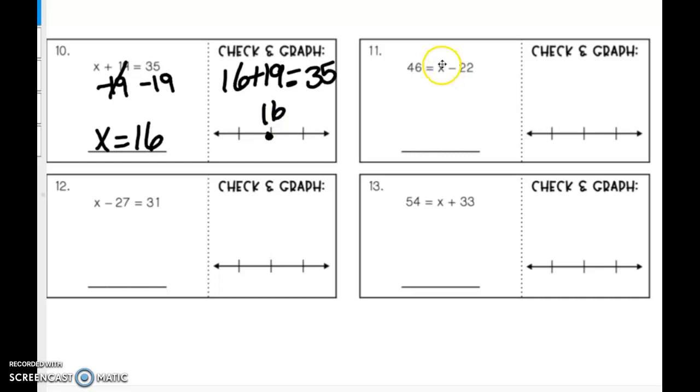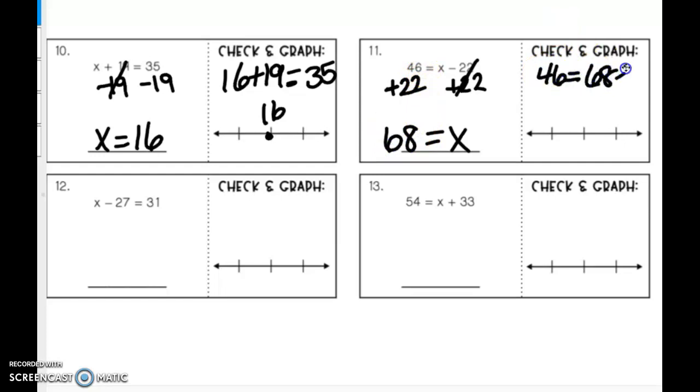Number 11, x is being subtracted by 22. So the opposite of subtracting 22 is to add 22. Because add and subtract are inverse or opposite operations. Minus 22 plus 22 is 0, so we're left with x. And 46 plus 22 is 68. So we know 46 is equal to 68 minus 22. Over here, we're going to put 68.